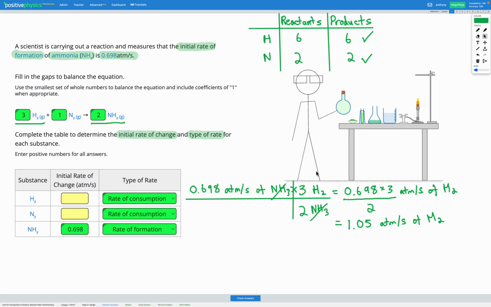So you can see we've basically just used that ratio. If we need 3 hydrogens to make 2 ammonias, then we need a rate of 1.05 atmospheres per second of hydrogen in order to make ammonia at a rate of 0.698 atmospheres per second. Let's fill that in to check we got it right. Awesome. Okay, so last step, we're doing exactly the same thing, but this time for nitrogen. So I'm going to set up the same way.